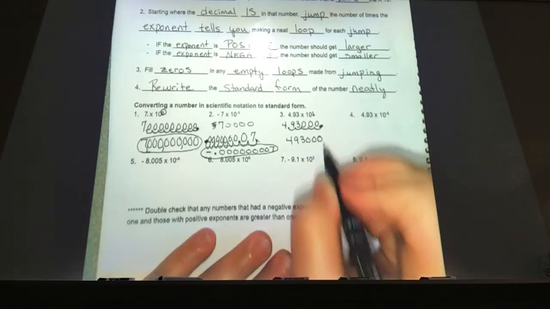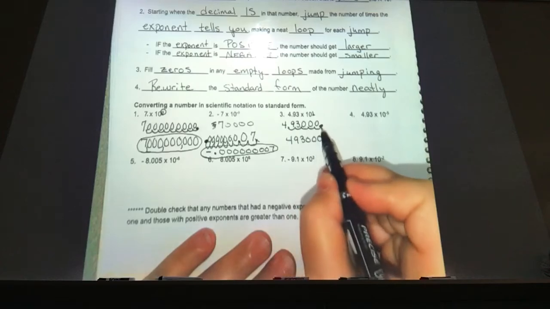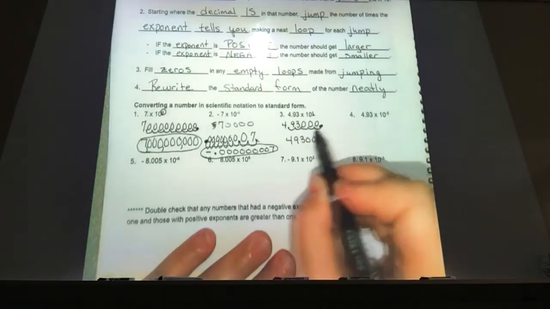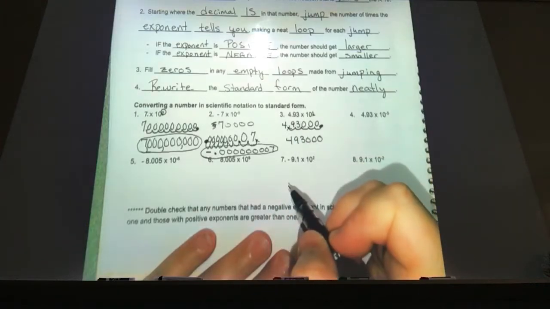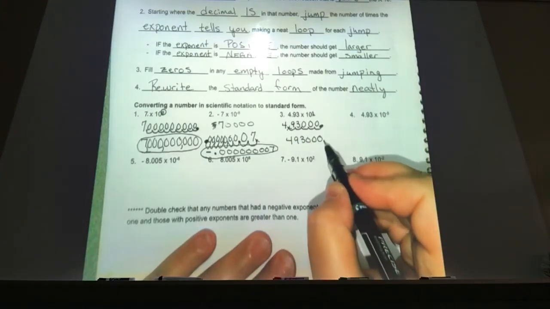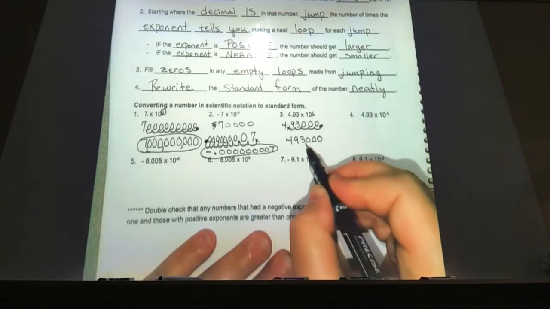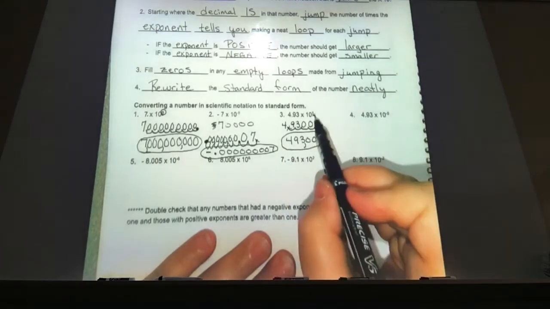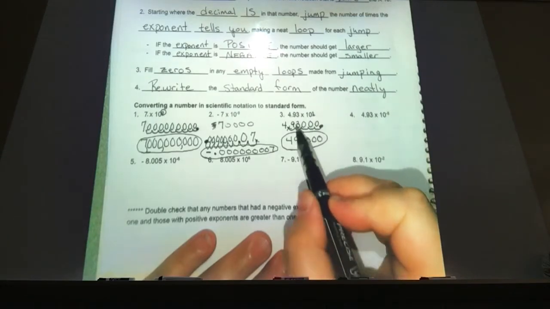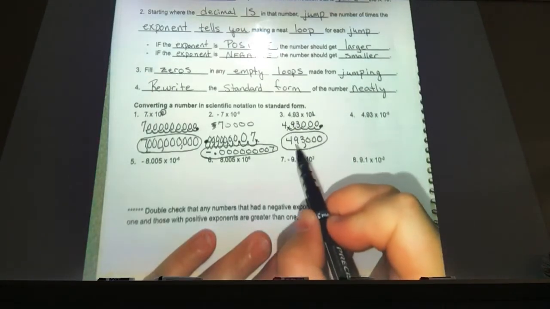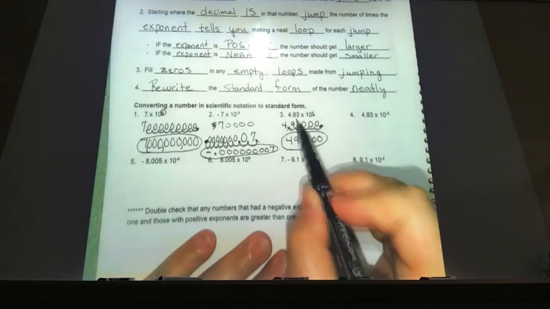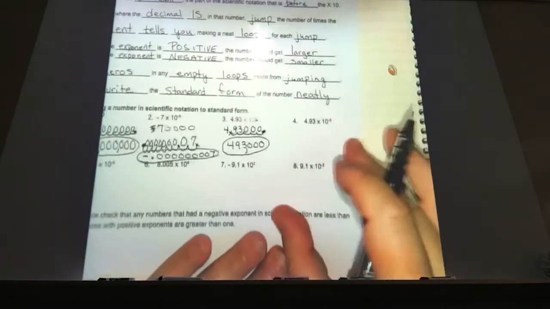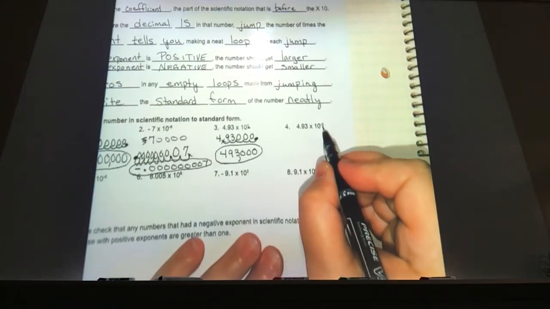Rewrite it. Be careful. Where's the decimal point? Is it here or here? It's over here. It jumped that way, remember? It's not there anymore. It's here. Then we go 1, 2, 3, comma. We can double check. This was positive. Did this get bigger than this? Is 493,000 larger than 4? Yep. There's my answer.